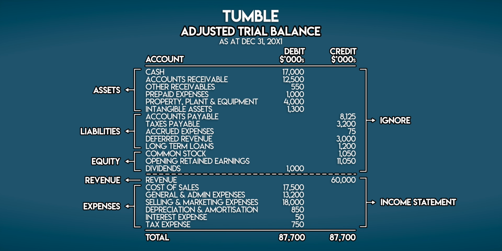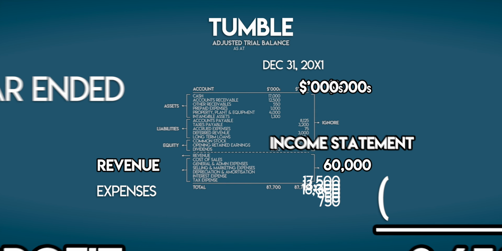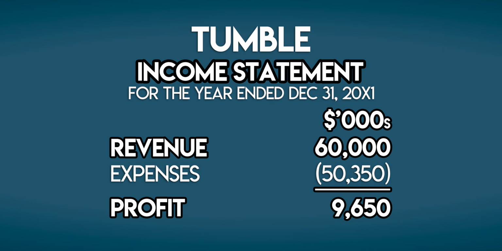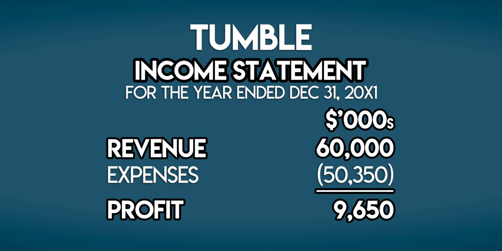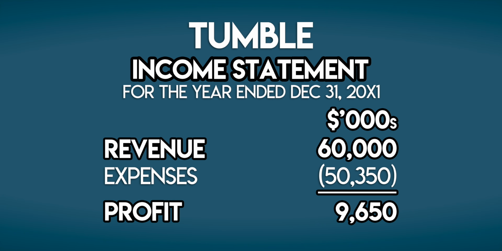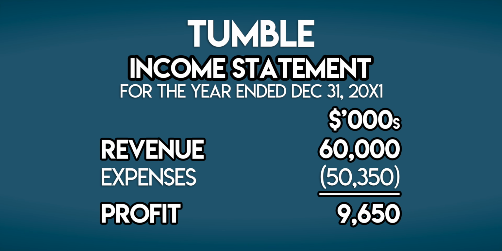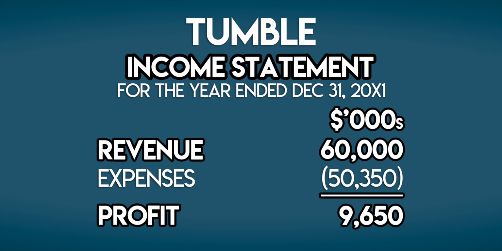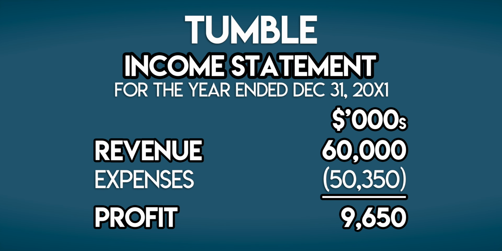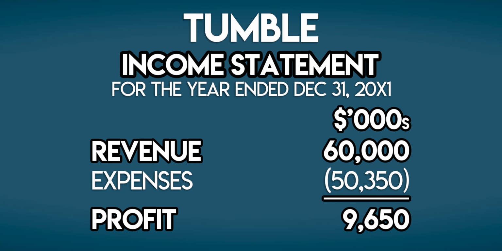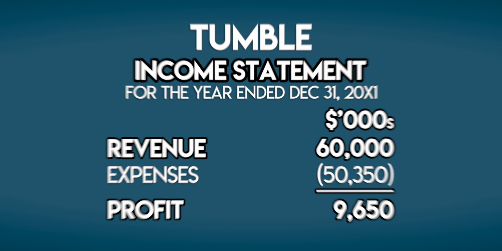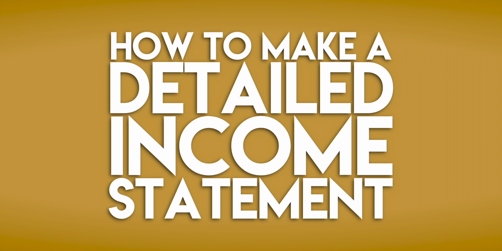The basic income statement is Tumble's revenue minus its expenses. In this case, they earned $60 million in revenue and incurred $50,350,000 in expenses. That leaves them with $9,650,000 in profit, baby. But how do we make a detailed income statement?